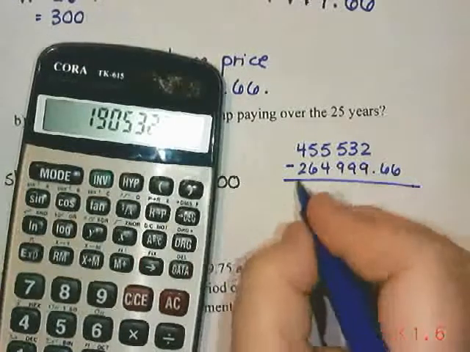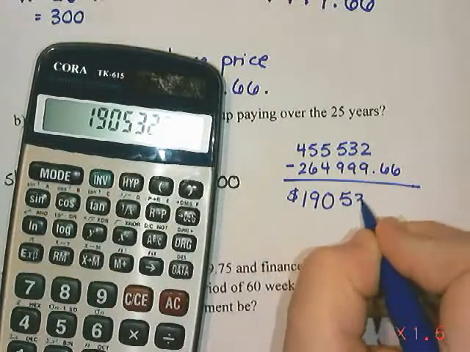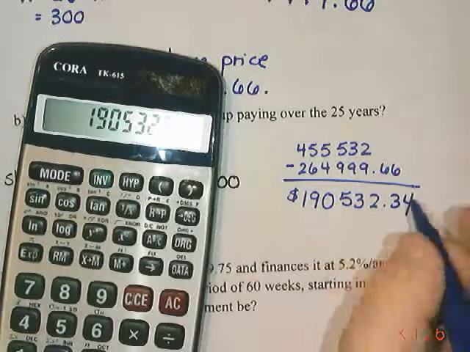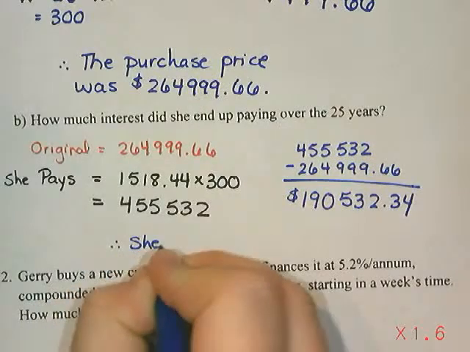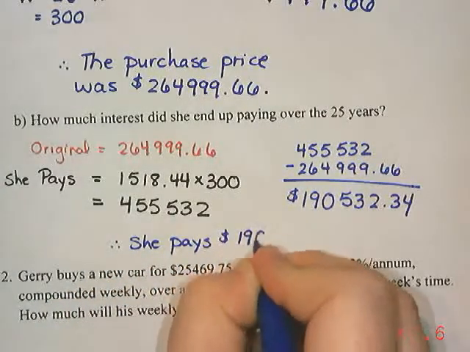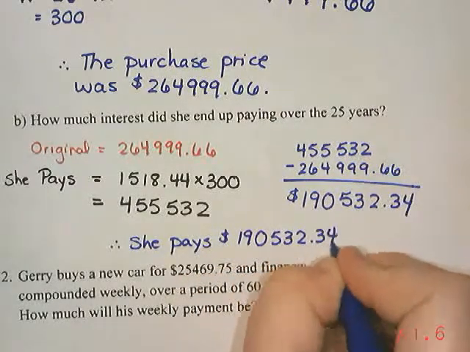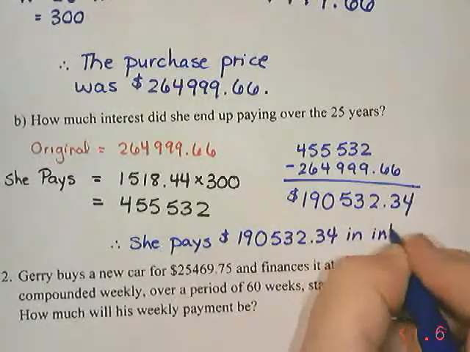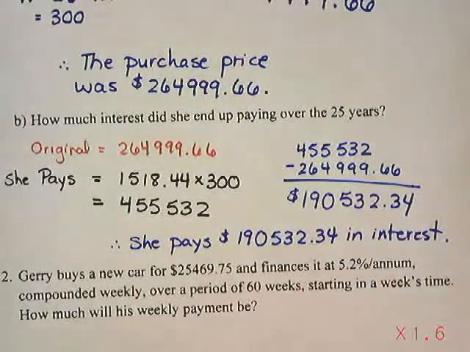And I find that she got charged $190,532.34 in interest alone. Now they say that when you buy a house, you end up paying roughly double for it when you get a mortgage. All right, so she had to pay $190,532.34 in interest. Ouch.